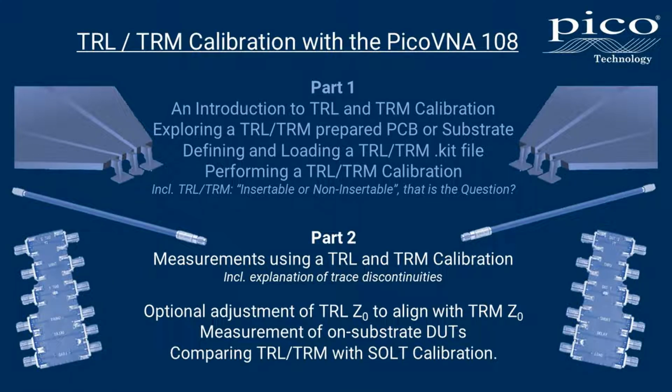In part 2 we're going to use our calibration that we've prepared in part 1 to make some measurements, and I'm going to include in that a little explanation of some trace discontinuities that we see when we've used a TRL and TRM calibration. We'll look at an optional adjustment for compensating those, and then we'll make measurements of some on-substrate devices under test, and get a chance at the end to compare TRL, TRM calibration with that of a salt calibration.